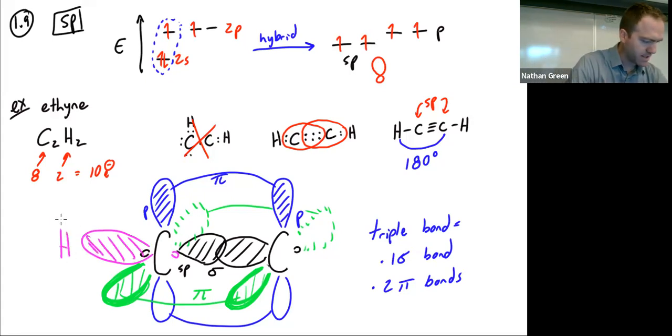And that's what's bonding to the hydrogen over here. I'm just focusing on the carbon-carbon bond though. So if I pull the hydrogen out of there, I have now shown you every orbital around this carbon. Let me try and spell them out.